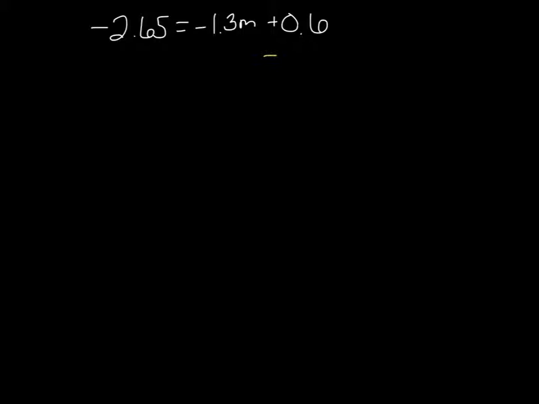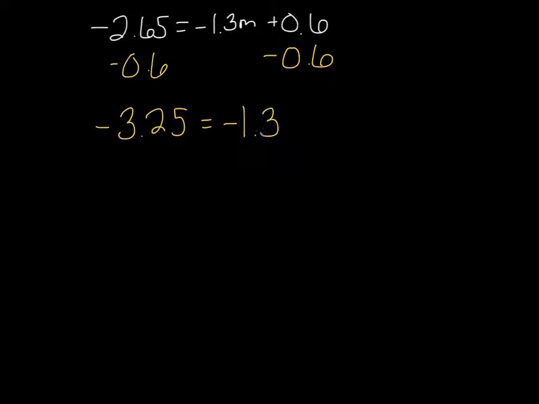So we will subtract 0.6 from each side because the inverse of addition is subtraction. Now notice over here these signs are actually the same. They're both negative, so we'll add. Negative 3.25 equals negative 1.3m. Then the opposite of multiplication is division. So we'll divide both sides by negative 1.3.